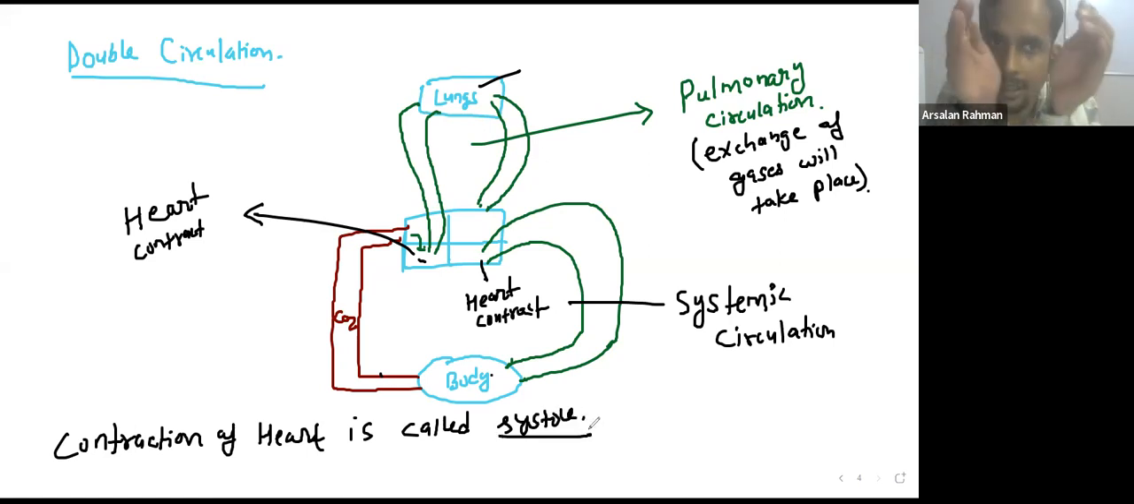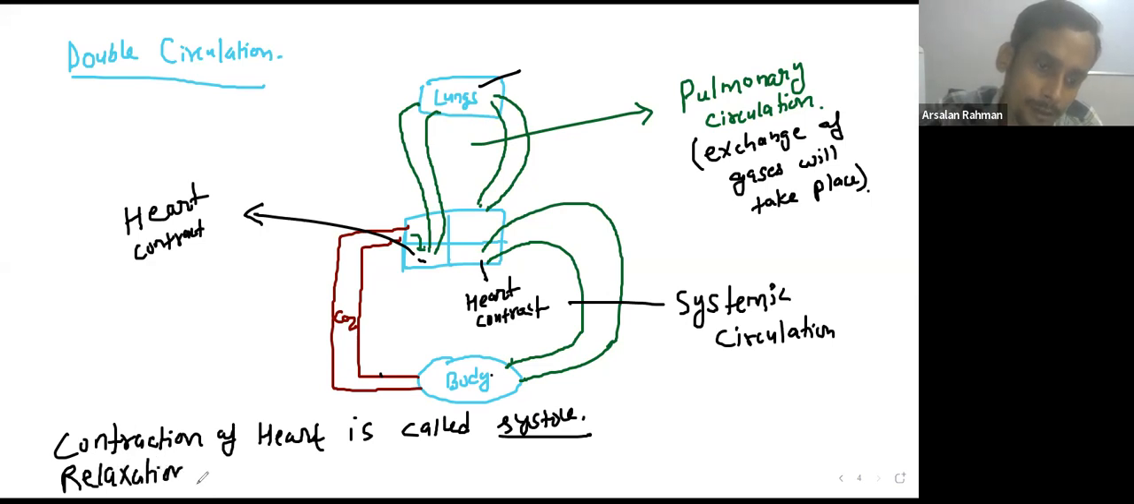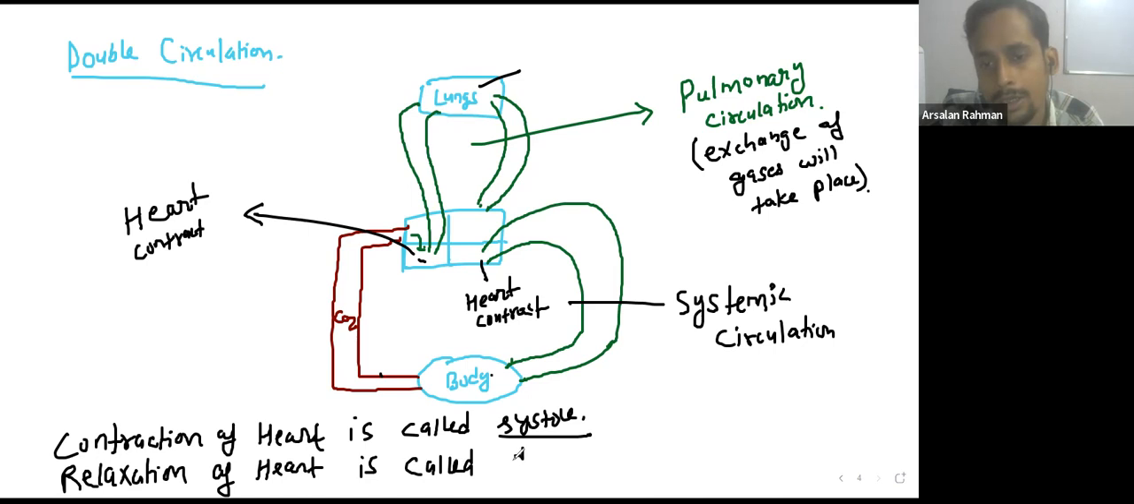After contraction, again heart will move back to its original shape. Yes or no? This is contraction, so this is relaxation. Okay. So heart follows two things: contraction, then relaxation. Relaxation of heart is called diastole. Okay. So this is double circulation. Heart do bar pump karta hai. Do tarah ka circulation hota hai, ek pulmonary aur ek systemic circulation.